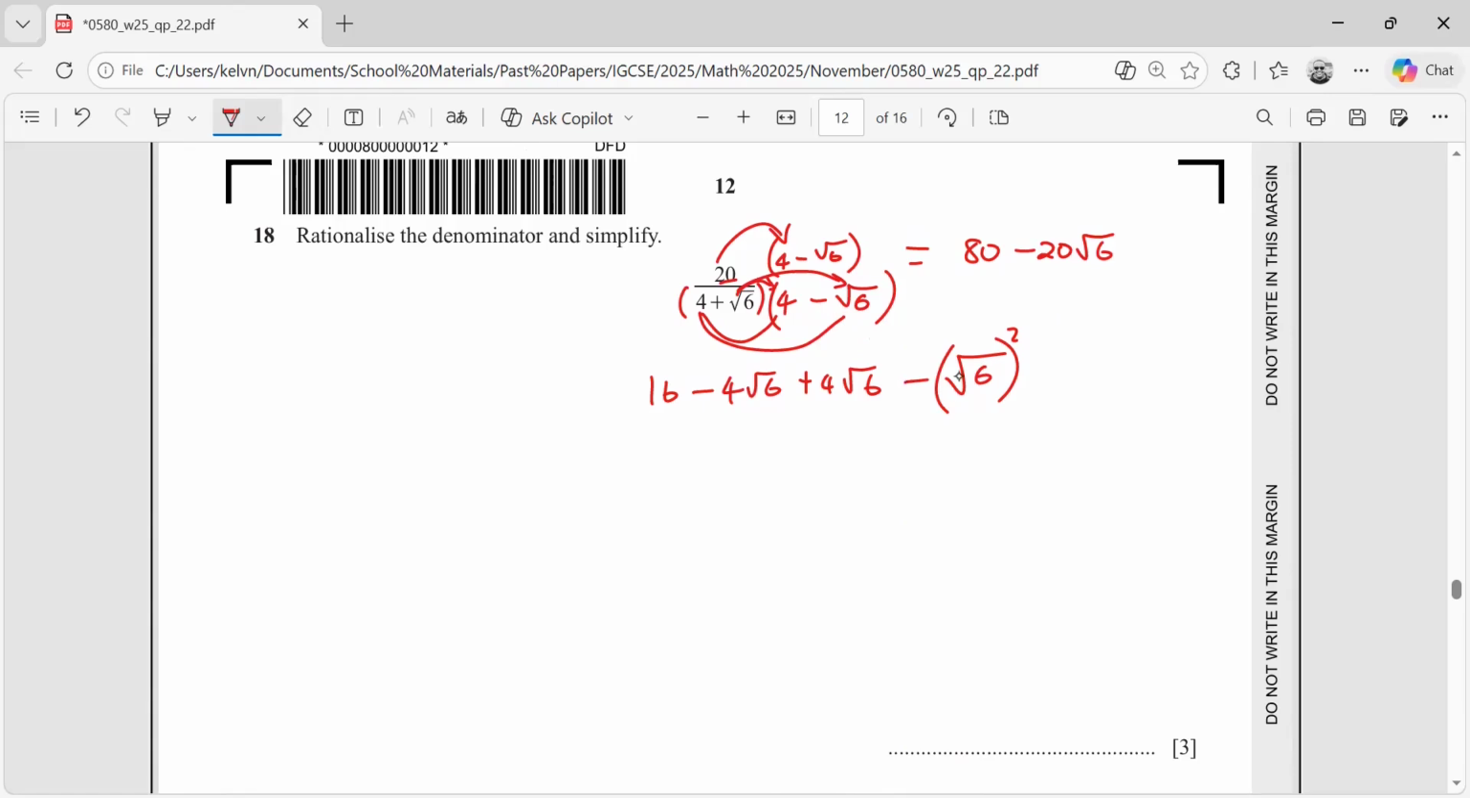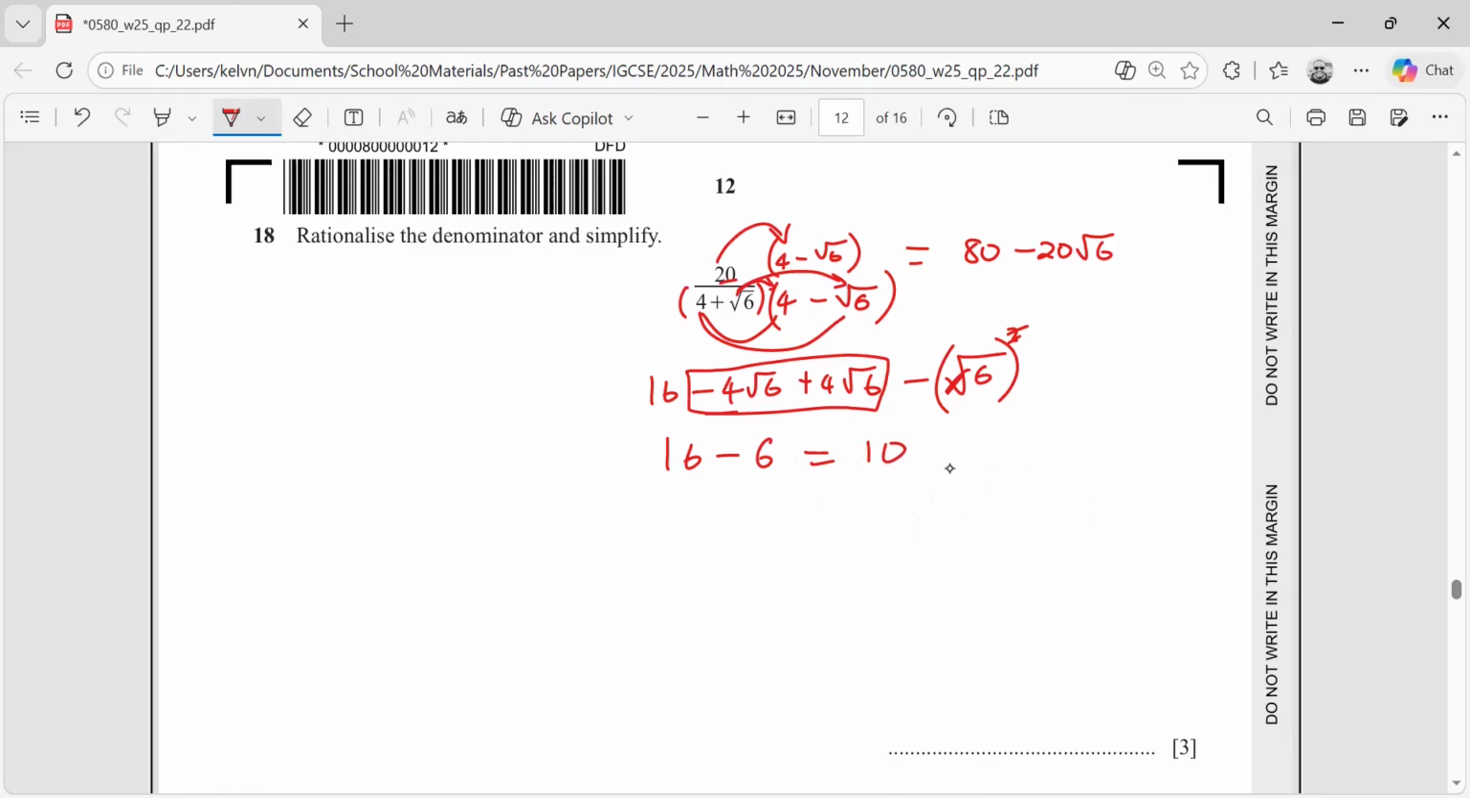Okay, now we have 16 here. Now this is actually going to evaluate to 0, because negative 4 square root 6 plus 4 square root 6, that's 0. And then this can cancel, and the square can cancel the square. That means that's 6, which gives us 10.